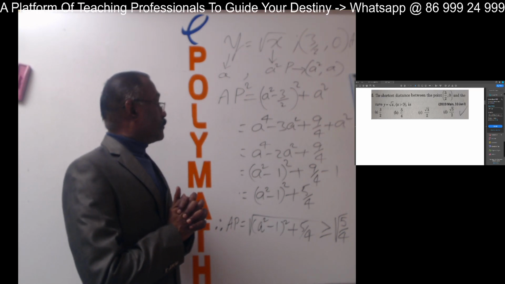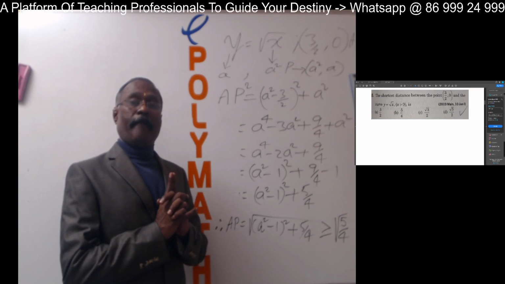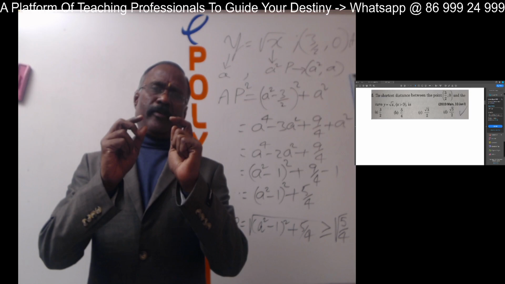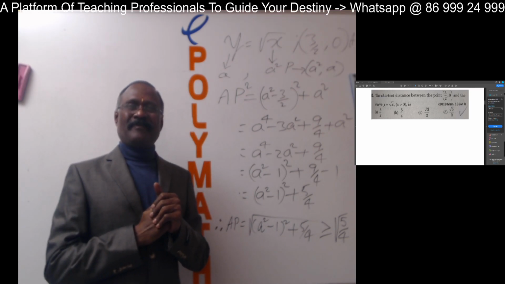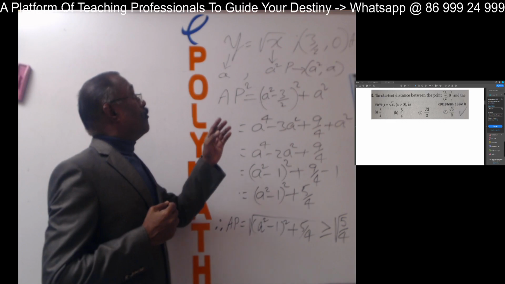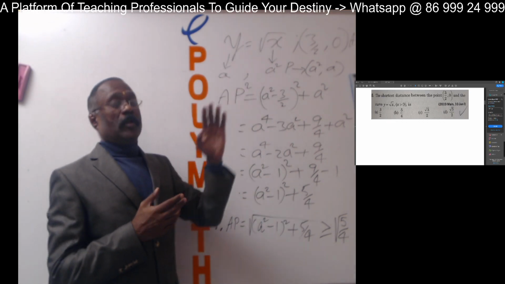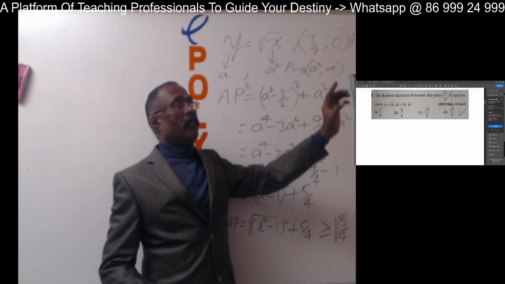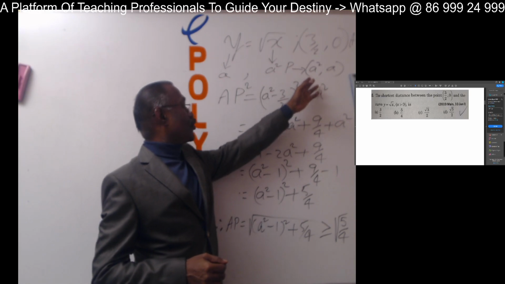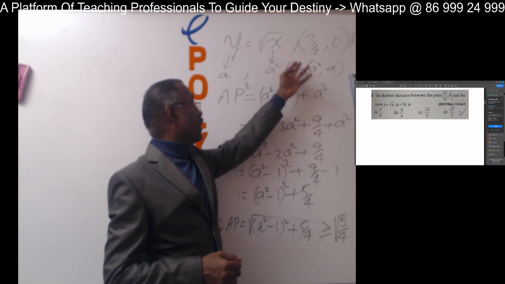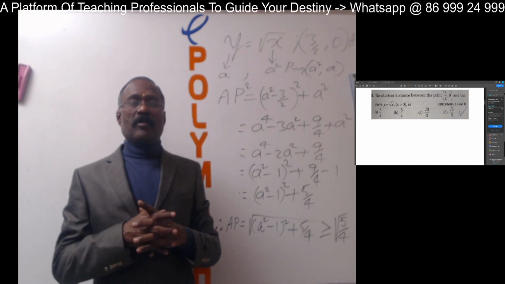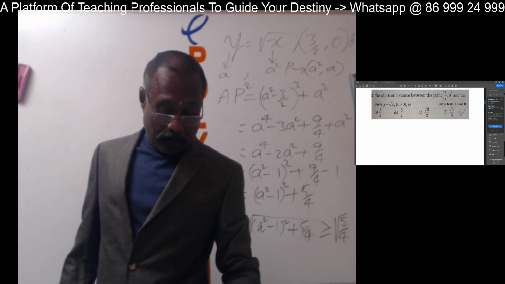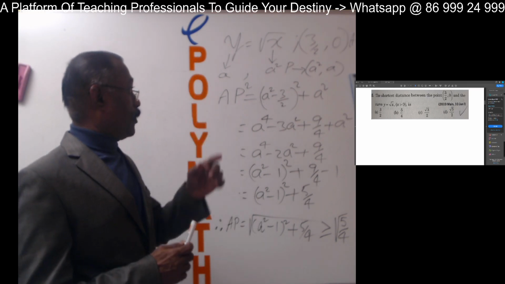See the approach. He asked for the minimum distance. The problem is related to distance only, but of course, the algebra is added here. How is algebra added? The point is lying on the curve y is equal to root x, and hence we have taken the point as a square comma a. How can we take that? If you substitute a square here, this becomes a, y is a. So this point lies on a. So our variable is a. For what value of a is the point on the parabola nearest to the given point?